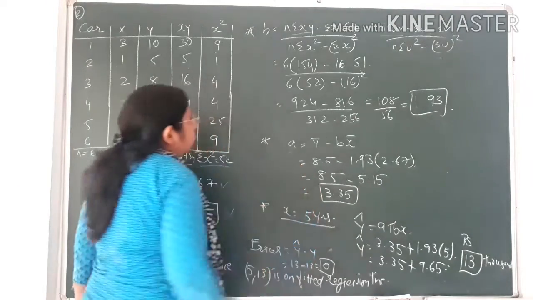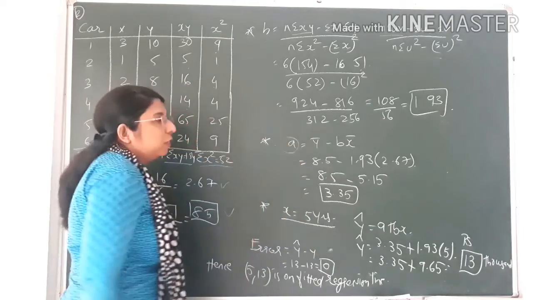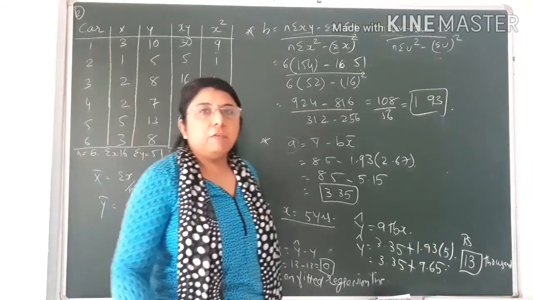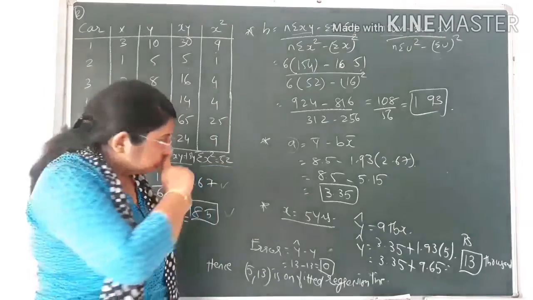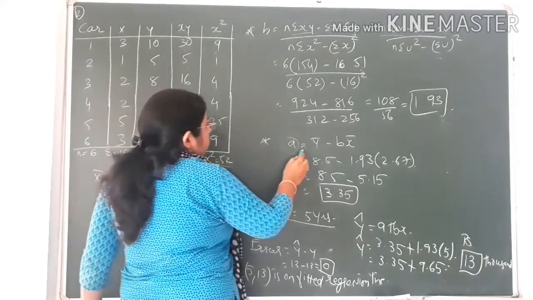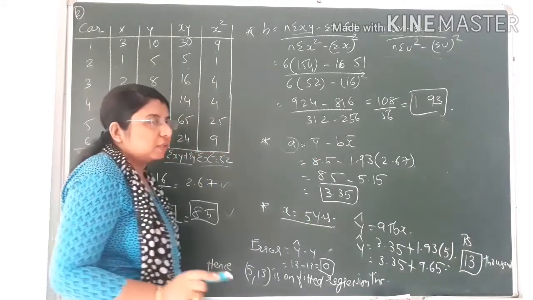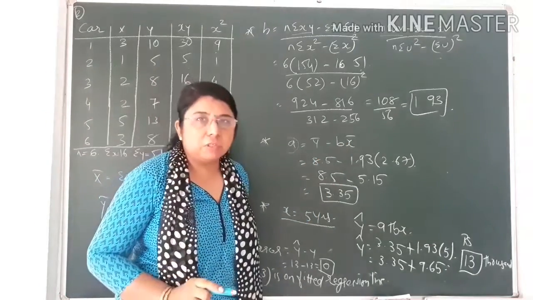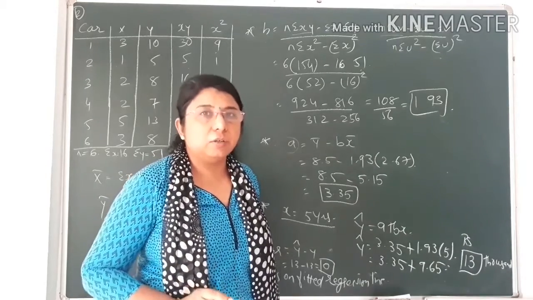Now the next value, you are very much clear with both the concepts of a and b that are already discussed. Now after finding b, that is the regression coefficient, our next step is to find a. Okay, so a is equal to y bar minus b x bar. Already this formula I have discussed in the first video lecture of this chapter. So if you want to, you can revise from that video lecture again.